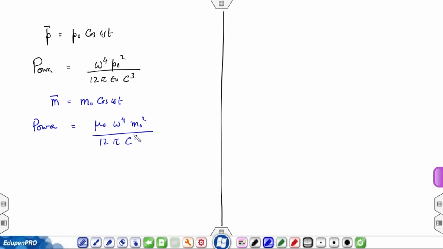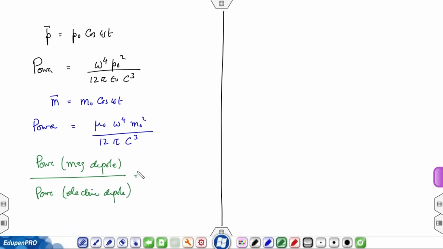The two are different. You can see that power from magnetic dipole divided by power from electric dipole comes out to be mu 0 epsilon 0 times m 0 over p 0 square, which is equal to m 0 over p 0 c square. Let us see how they compare.